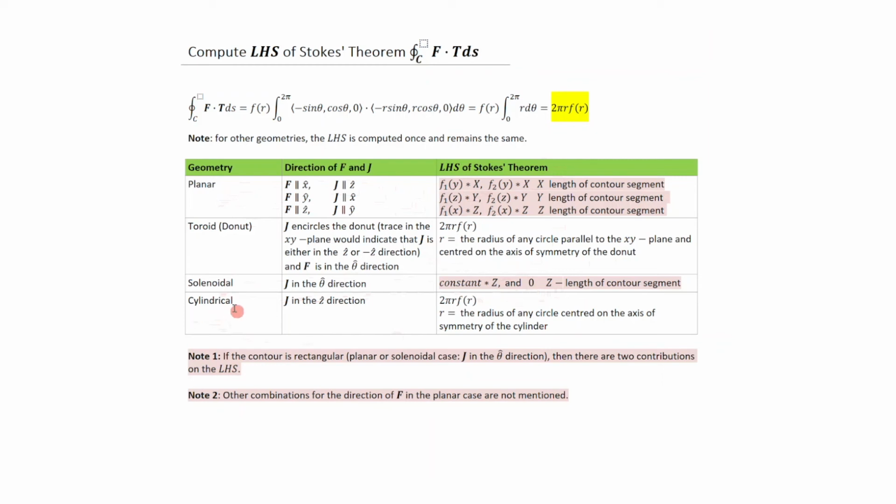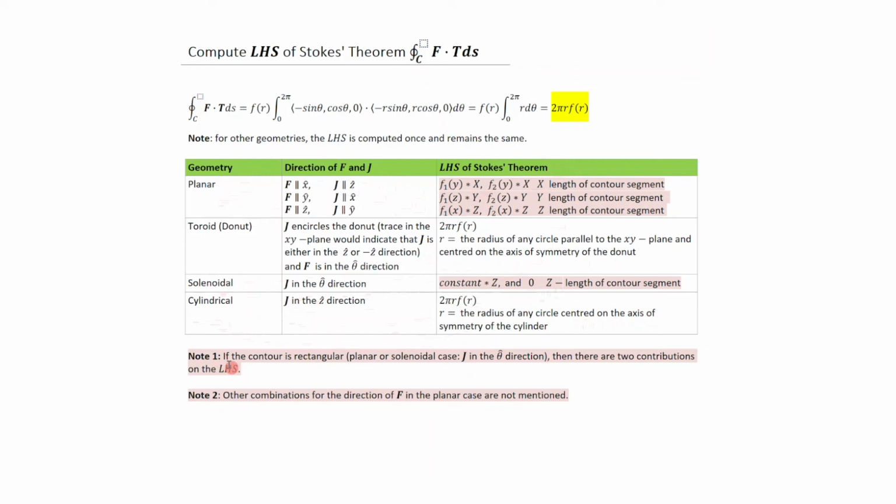Another case is the cylindrical case. In this case, J is in the z-hat direction. That's the current flux density. In this case, we find on the left-hand side that we get 2 pi r times f of r, of course being the scalar function, which needs to be determined. And 2 pi r is just the circumferential distance around the circular contour. And again, r is the radius of any circle centered on the axis of symmetry of the cylinder.